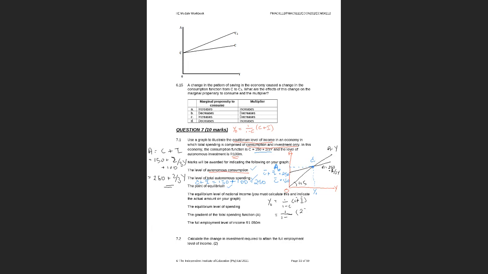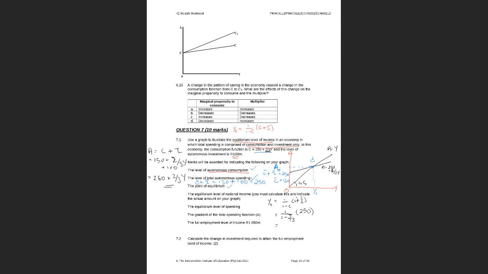So is it Y6? Not necessarily, no. It's 1 minus, what's c? What's small c, guys? Yes, consumption. It is the marginal propensity to consume. As in this case, that would be 2 over 3. It would be 2 over 3.